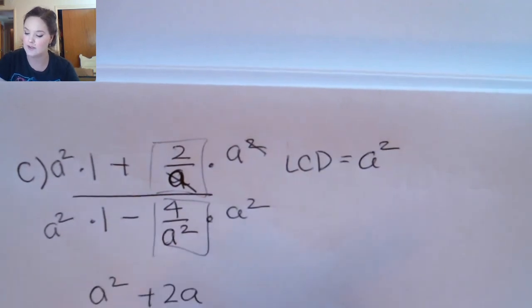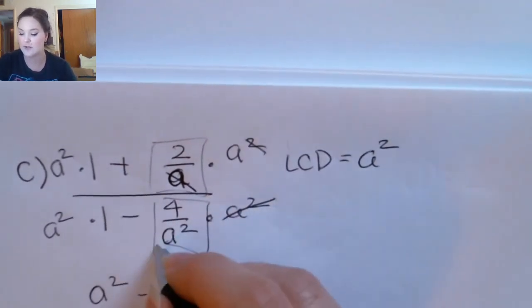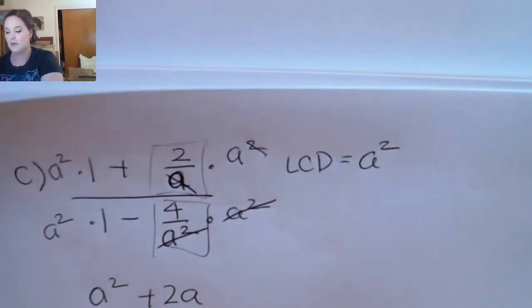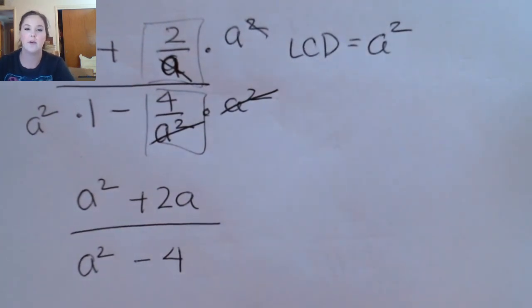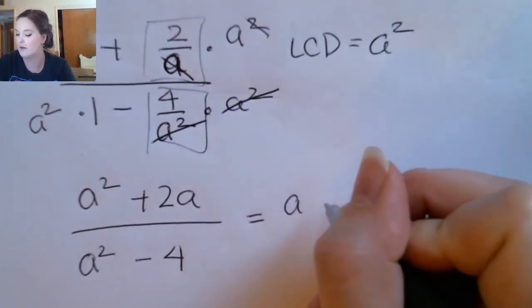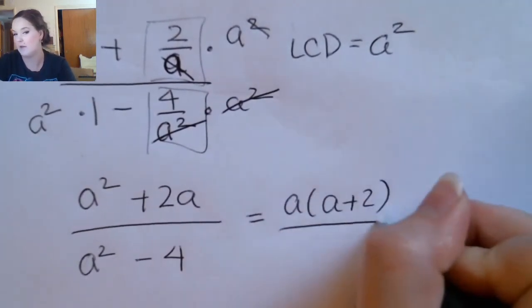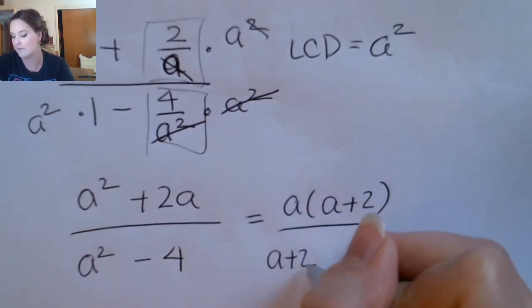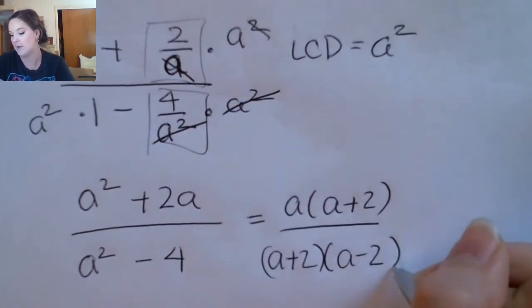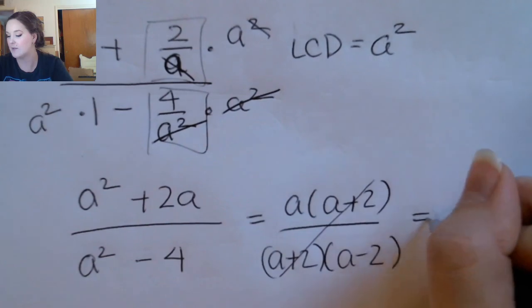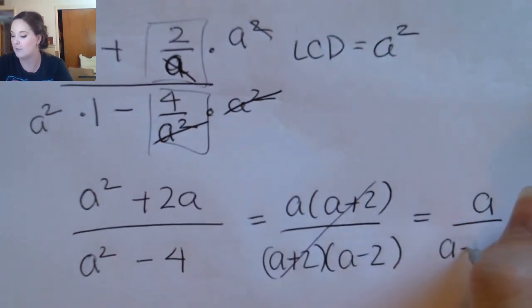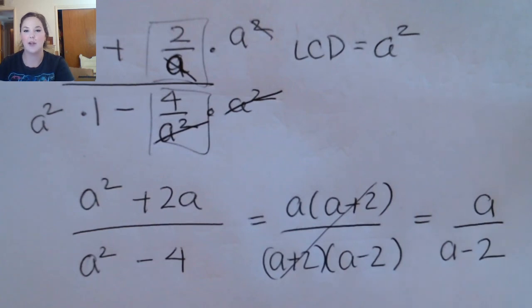Here I get a squared times 1, that's a squared. And here, this a squared is canceling with this one, so I'm going to get minus 4. Now I can't tell if this is going to simplify or not, so I'm going to go ahead and factor. The bottom is the difference of squares, and this does have common factors. So my simplified answer would be a over a minus 2. And it's important to remember that you can't cancel those a's.